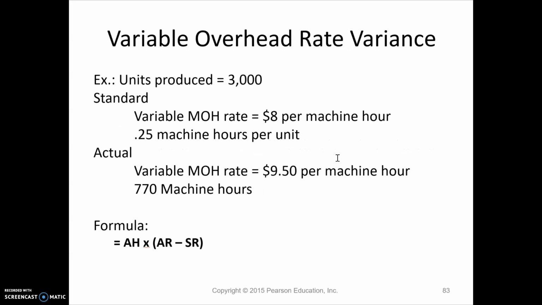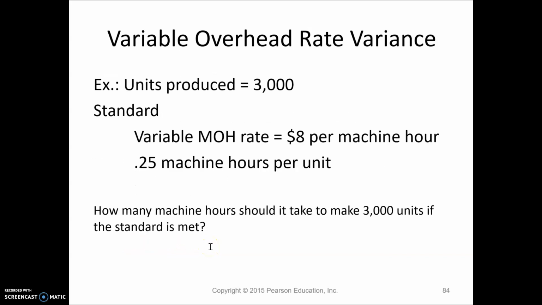So here's our example. We produce 3,000 units. Our standard rate is $8 per machine hour. Our actual rate ended up being $9.50 per machine hour. We should have used 0.25 machine hours per unit. Our actual machine hours used was 770. So to get the rate variance, how much of our variance is due to us having a different rate than the standard? We take the actual hours times the actual rate minus the standard rate.